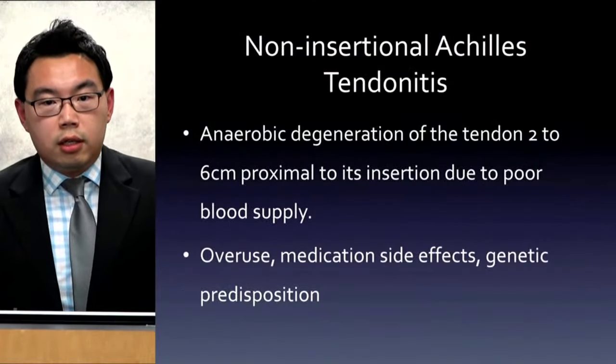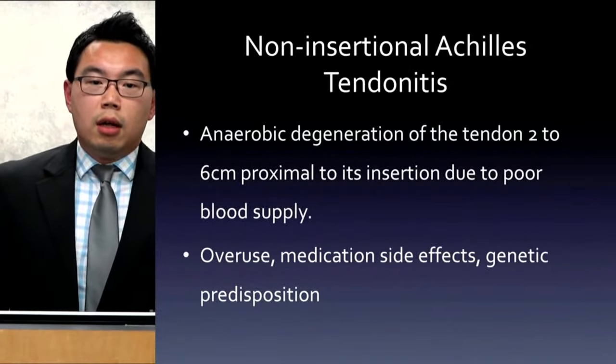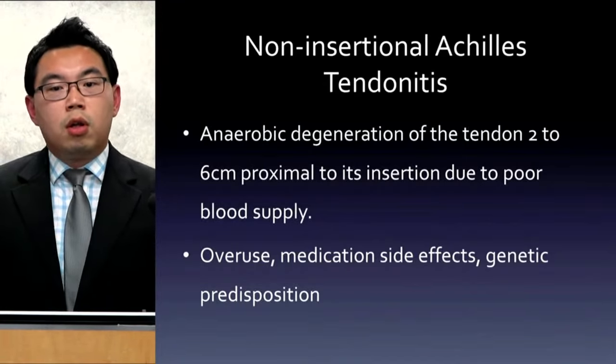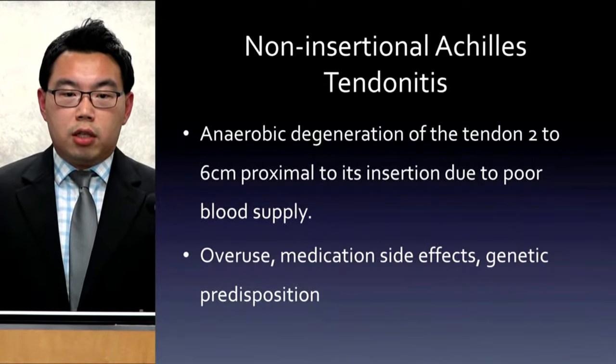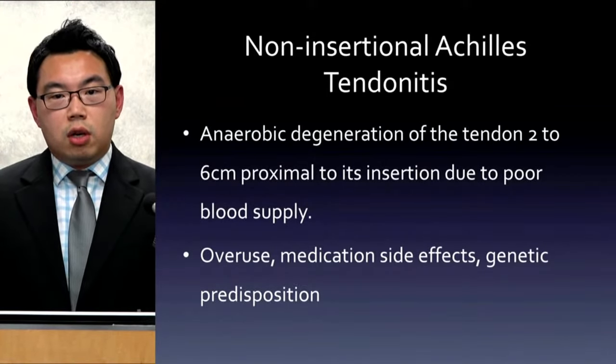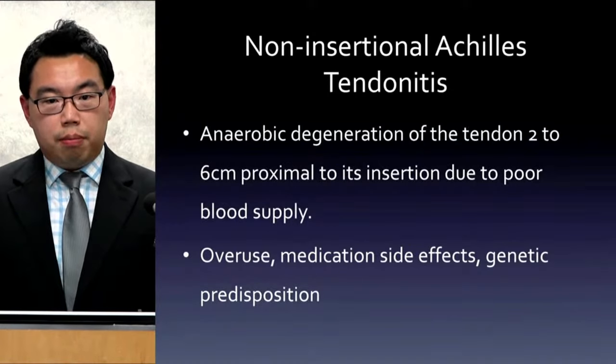In terms of non-insertional Achilles tendonitis, it is thought to be a degeneration of the tendon, usually 2 to 6 centimeters above the heel bone, due to poor blood supply. We know this is a watershed area, so if you have an irritation of your tendon, it tends to take longer to heal by itself.